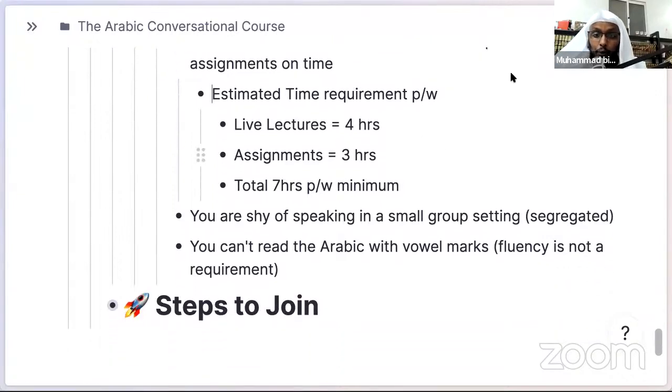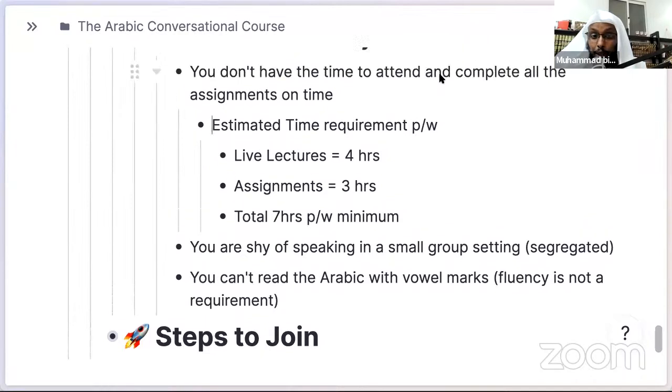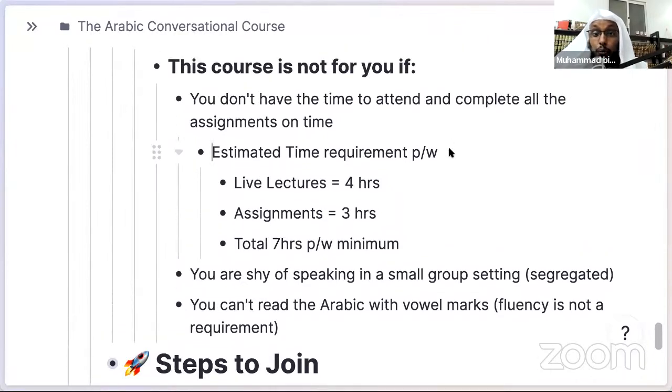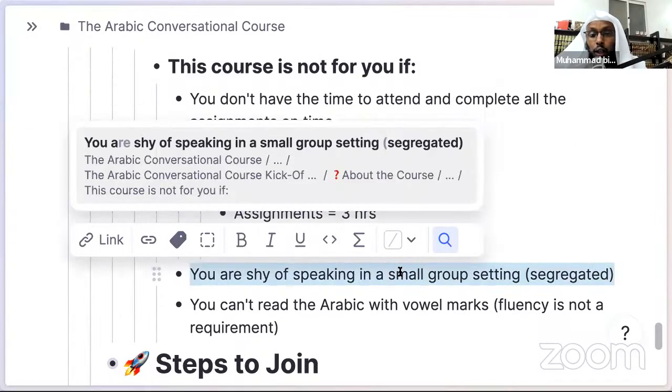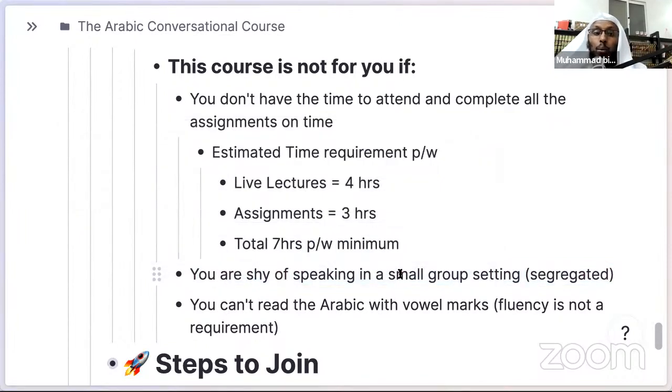Right. Also, one of the other prerequisites, please, is that if you're shy of speaking in a small group setting, then I think these workshops are not for you. Because I wrote this one out of experience. There were maybe a brother or two that signed up, and when they came to the workshop, and the teacher calls upon him and says, Yalla, Fulan, and they're put on the spot, they weren't comfortable and they stopped attending the workshops.